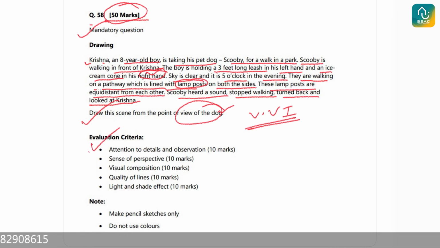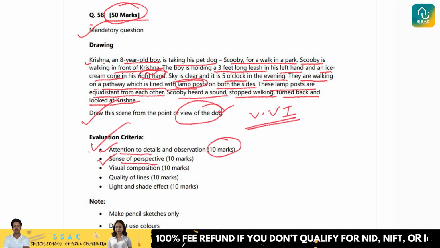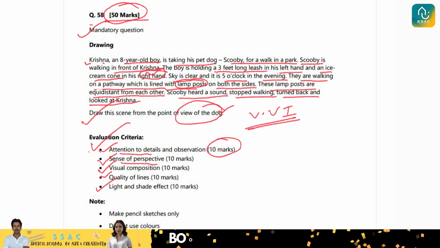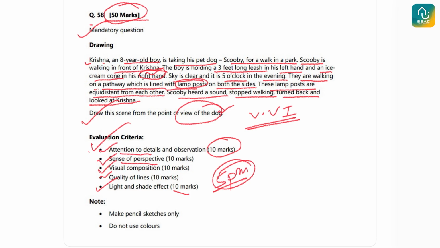Now, what are the things on the basis of which they will give the marks? Attention to details and observation, which will consist of 10 marks. Then sense of perspective, visual composition, quality of lines, which is very much important. And then comes the light and shade effect. In this picture also, as it is 5 o'clock, there will be some sort of shadow of the objects as well, which we will see in the solving part.